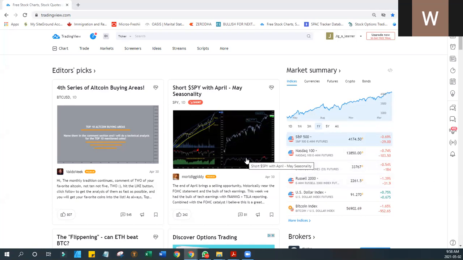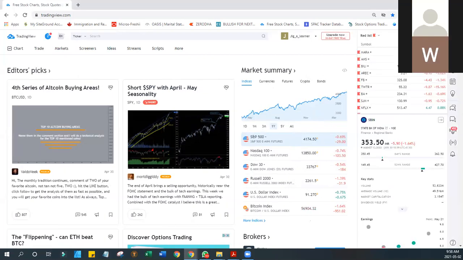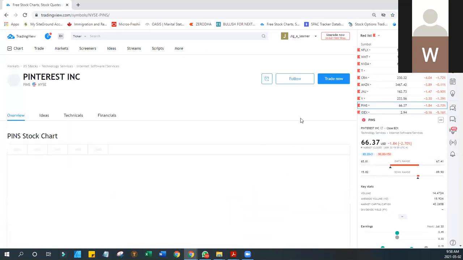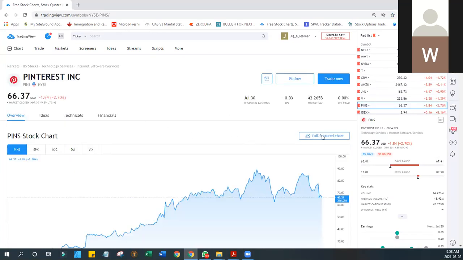Now the TradingView I'm using is a free one, so make sure everybody uses it. It's free. Just open up your account and you can basically use three indicators. This is pretty good when you want to do some charting. It's very good for charting, so please make sure you use it. This is, for example, a Pinterest chart.